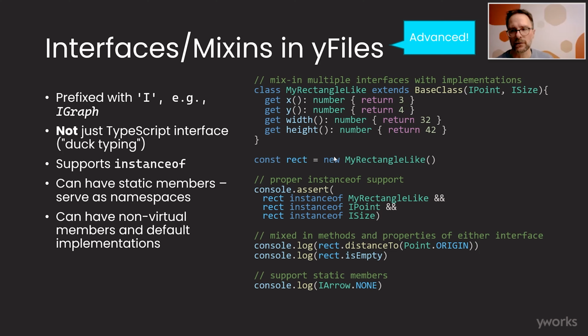Then when you instantiate an instance, this instance is actually an instance of your class, and it's also an instance of IPoint, and it's also an instance of ISize. And because interfaces are mix-ins, you can also use the mixed-in methods and properties of those interfaces. Like distanceTo is a convenience method that is available on point, and isEmpty is a convenience property that is available on size.